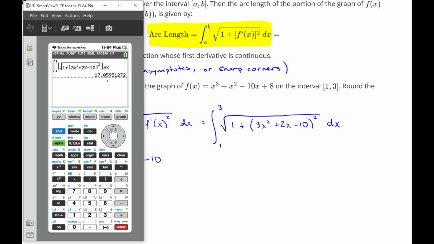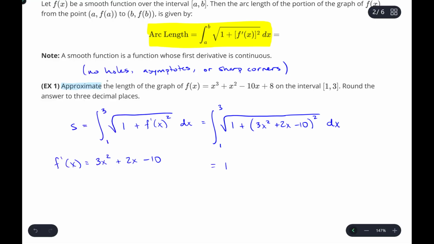So 17.0, well, to 3 decimals, we'll say 17.060. And there we have it.